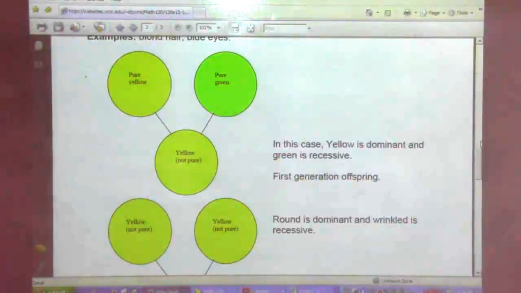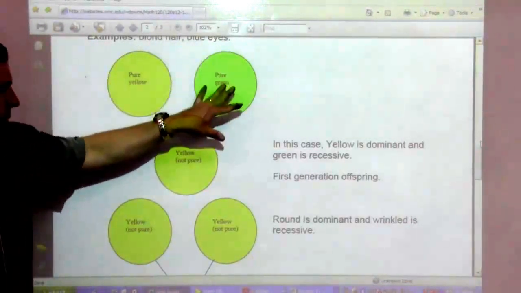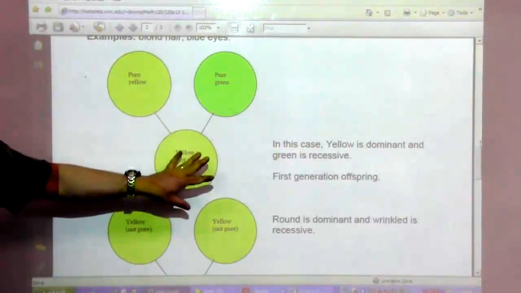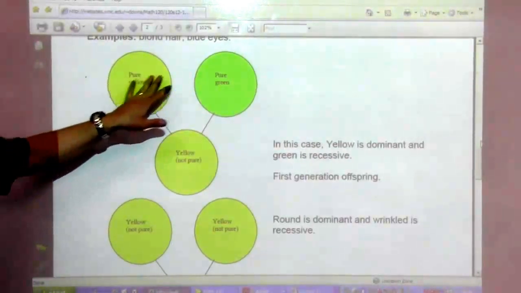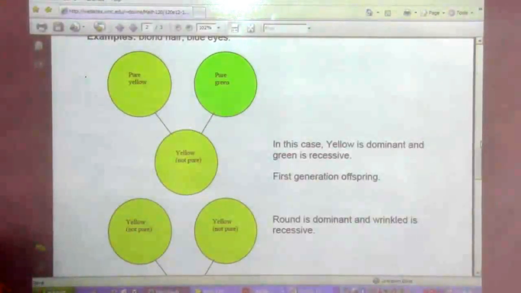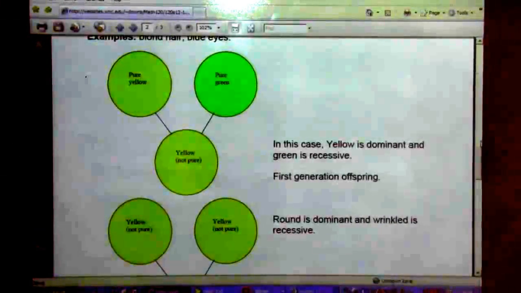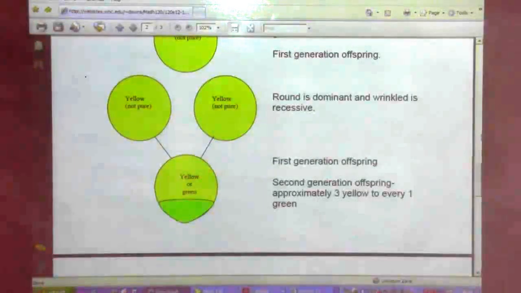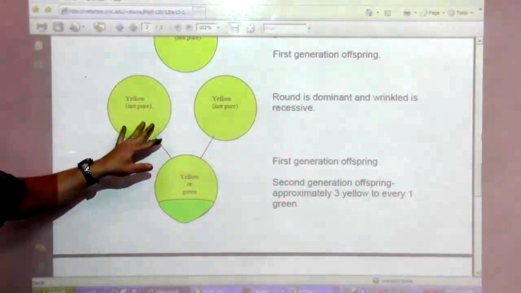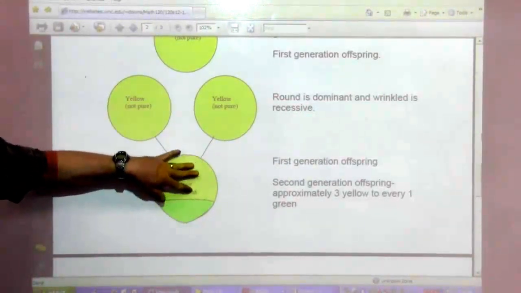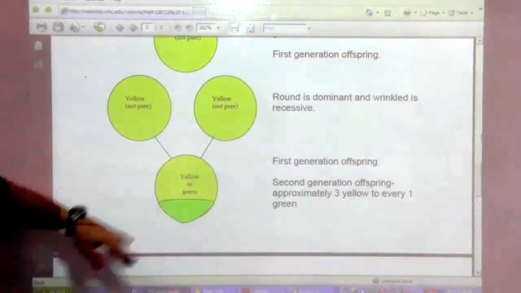So we have, in terms of peas, pure yellow and pure green make a yellow that's not pure. It appears to be yellow, but it's not pure because yellow is dominant, green is recessive. Now, in the second generation, if you breed the yellow pea that is not pure with another not pure yellow, you get yellow or green. There's typically 3 yellows for every green, so a 3 to 1 ratio there.